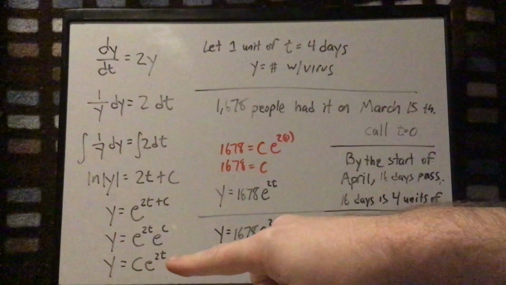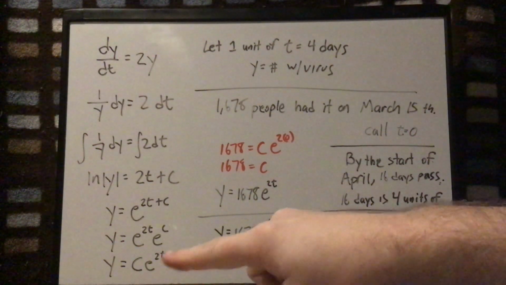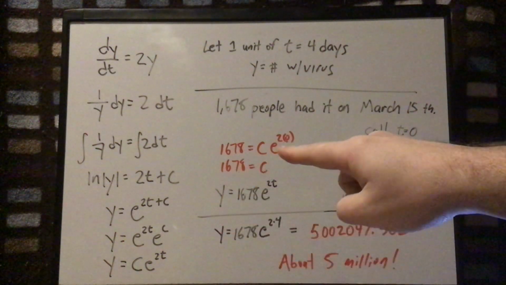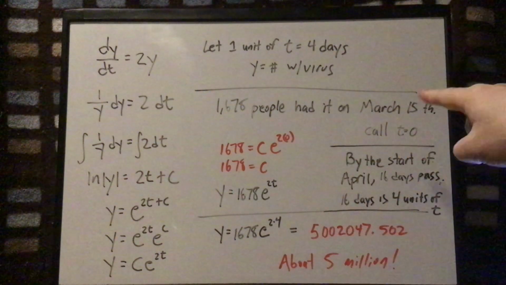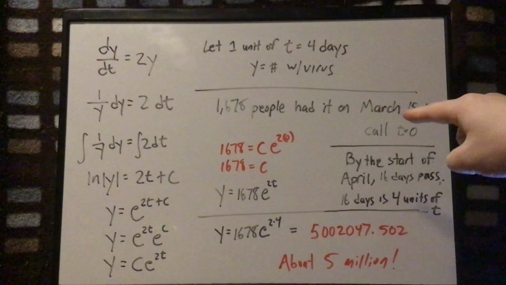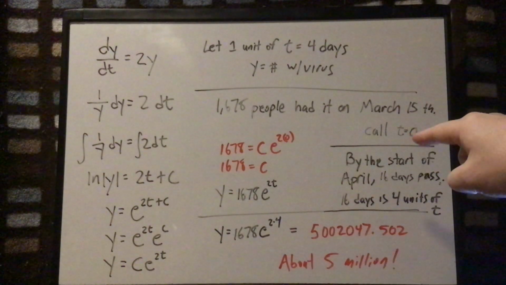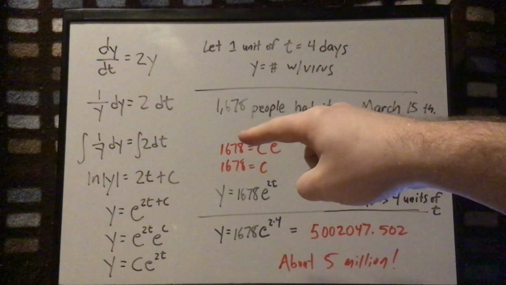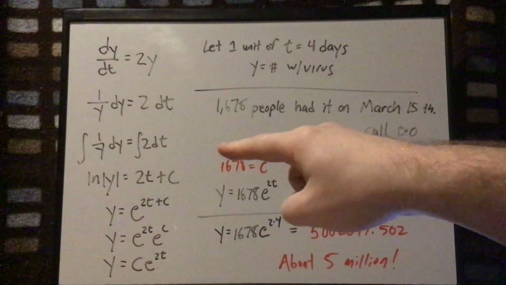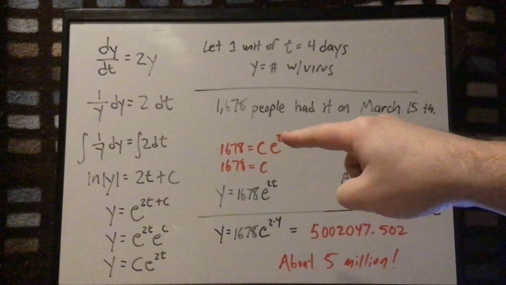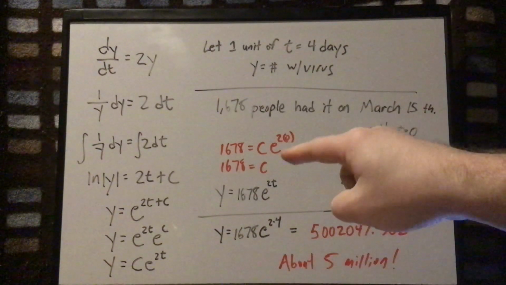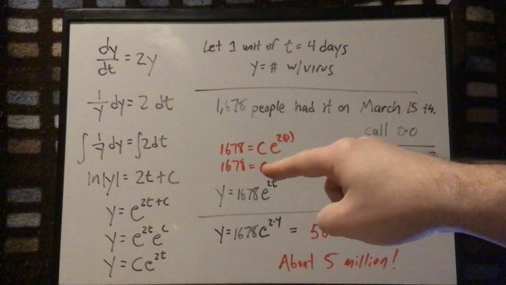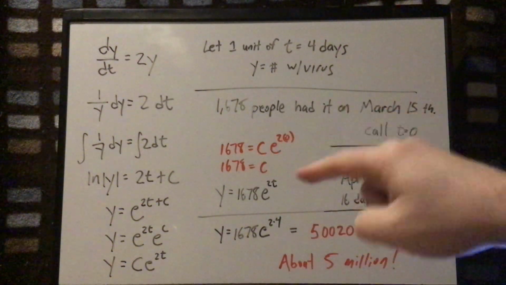So in the differential equation, I have y equals c e to the 2t, but I know that at time 0, I'll call March 15th time 0, that's my choice, we'll call that the starting time. At time 0, the number of people who have it is 1,678. That lets me solve this because e to the 2 times 0 is e to the 0, and a number to the 0 is 1, and 1 times c is c. So c turns out to be 1,678.